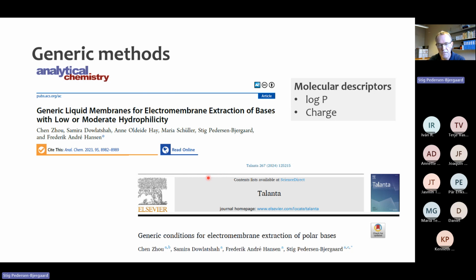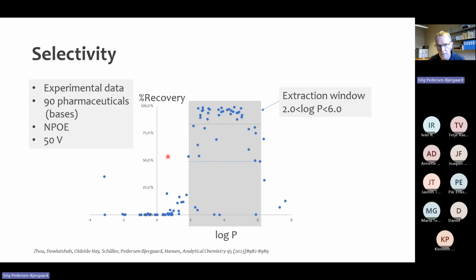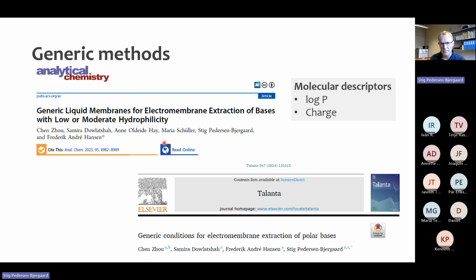Recently, we have published a set of generic methods because the chemistry in our EME systems is very different from what analytical chemists are used to. So we have developed a set of generic methods that people can use as a starting point for their method development. I will not go further into this. We can probably come back to that in a later webinar.